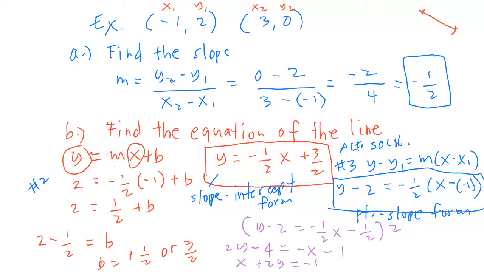And that is plus 4. Because I moved negative 4 to the right side becomes a positive. So in standard form, the answer would be x plus 2y equals 3. So this is in standard form.